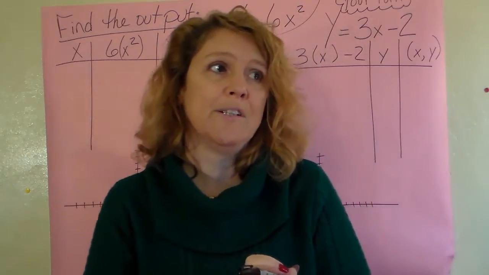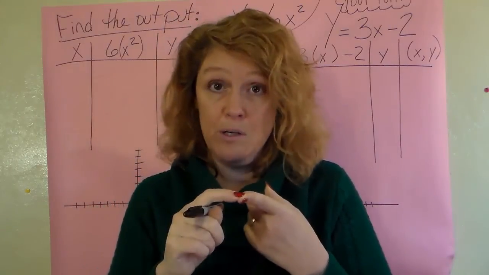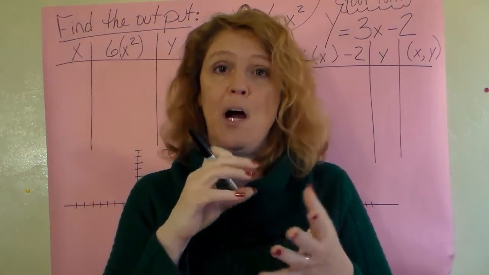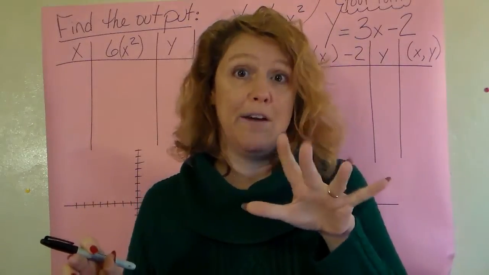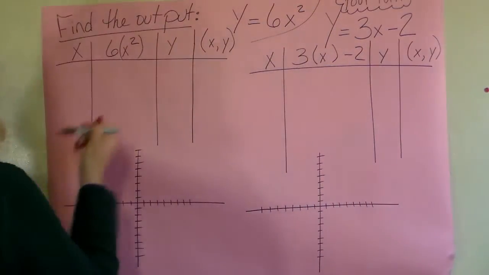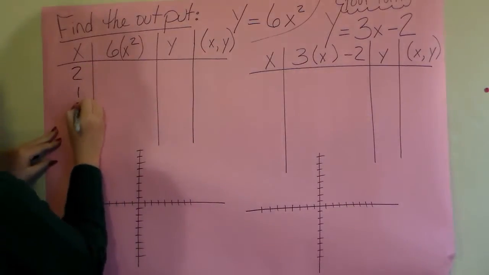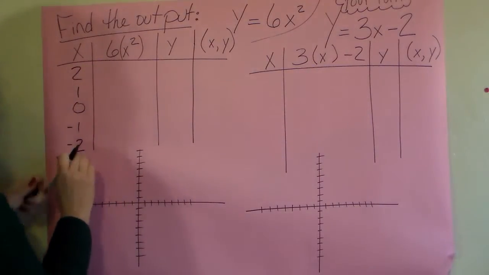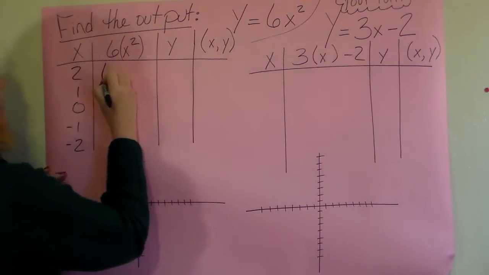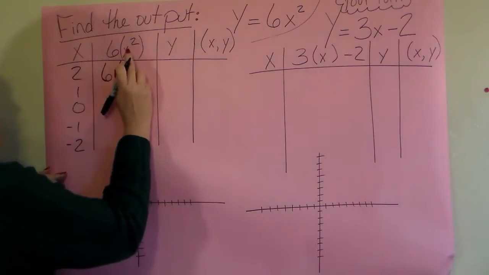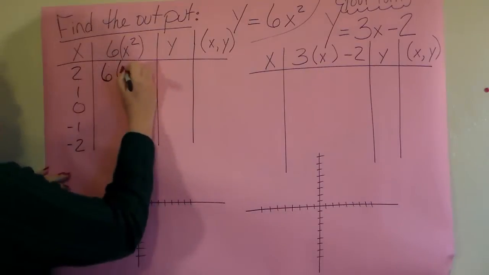When you come up with your own x's, make sure that you have 0, and that you have a couple of positives and a couple of negatives. The best thing really to do is to do 5, especially with x squared. So we're going to do 2 and 1 and 0 and -1 and -2 so we can see our patterns. So 6 times x squared, 2 times 2 is 4.